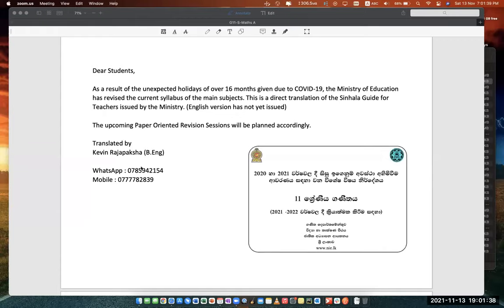If you ask me why I don't like it: when you go for A levels, if you are going to study maths or bio for A levels, there will be a huge gap. Currently we already have a huge gap between O level and A levels. With this syllabus, if you go for A levels, the gap is going to be even more.